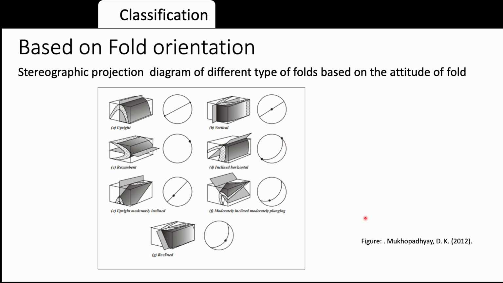Like that, if we have a reclined fold, this is where the axial plane is inclined and the hinge line plunges in the same direction as the axial plane. The fold axis lies along the great circle, indicating both are aligned in the same direction.